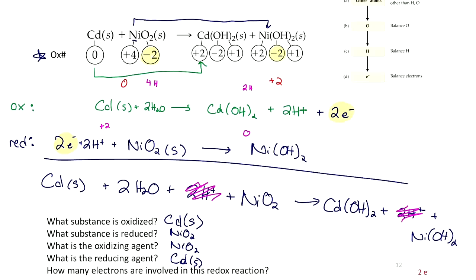And then how many electrons are involved in this redox reaction? 2. The reason it's 2 is because we canceled 2 electrons on each side. So now it's kind of obvious, if you balance it correctly, the number of electrons that are being transferred. This one is a lot more complex than that zinc plus acid example. It's a little bit more complex. You might actually have to balance it to get there.